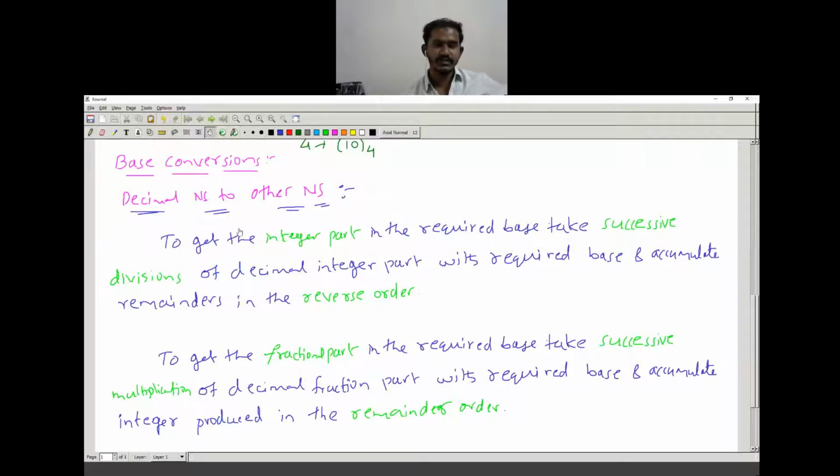If you want to convert the decimal to binary or decimal to octal or decimal to any base, like base 4 or base 6, anything. To get the integer part in the required base, take successive division of the decimal integer part by the required base, and after that accumulate the remainders in the reverse order.